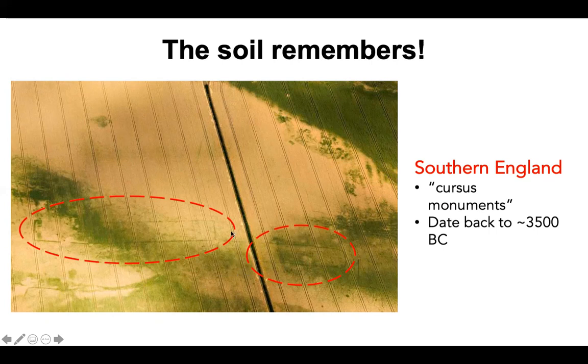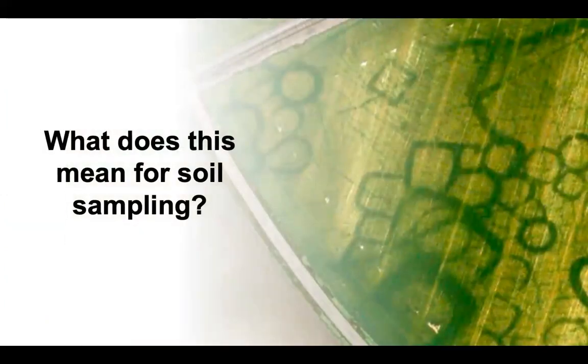And so archaeologists have looked at these, and they think that these date back to around 3500 BC. So almost 5,000 years ago, we can still see these fingerprints of what happened. They still show up under certain conditions. So I know you're thinking, because of course you're thinking, what does this mean for soil sampling, right? I know that's a thing that's on your mind. So here I am with the answers.